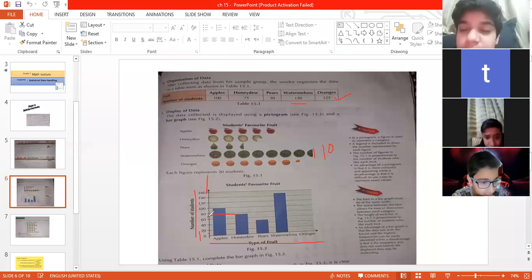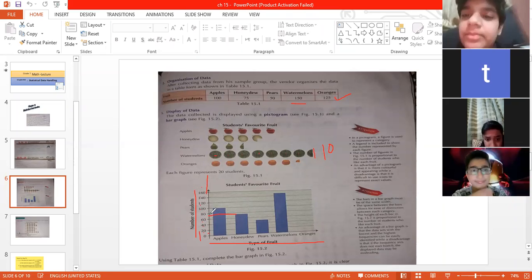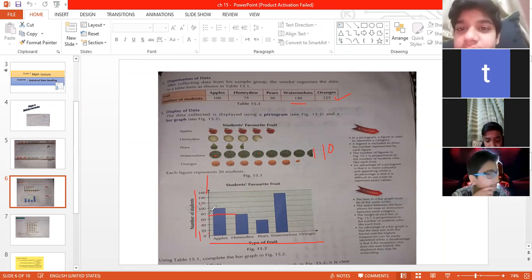And this represents 75. So up till the middle, slightly up towards the middle, it will become 75.